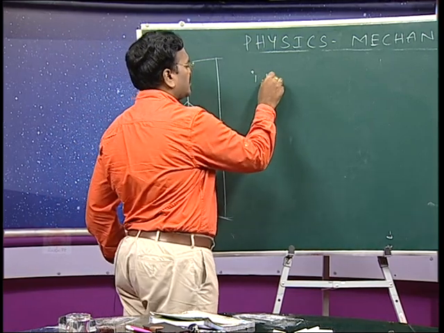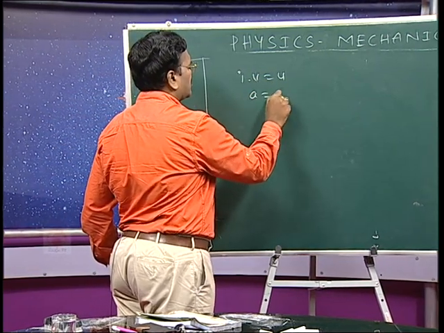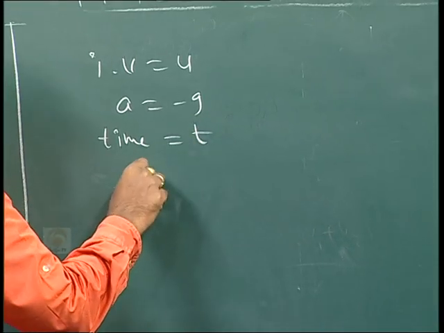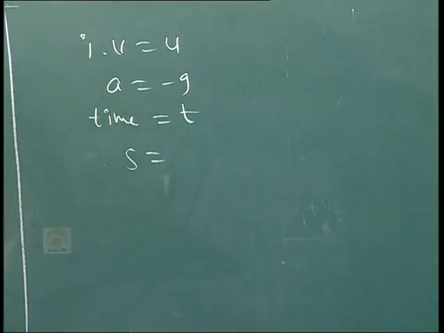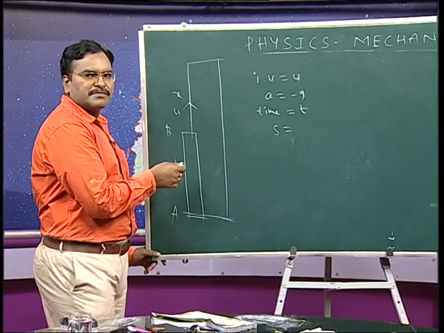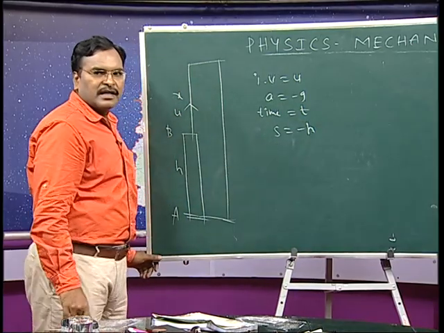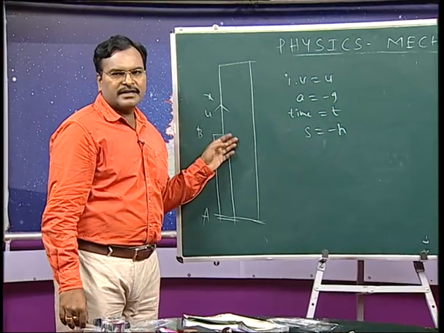Initial velocity how much here? u. Acceleration how much? Minus g. Time taken by the body to reach the ground how much? t. Displacement how much here? AB of height h, so displacement is minus h. Is it clear?